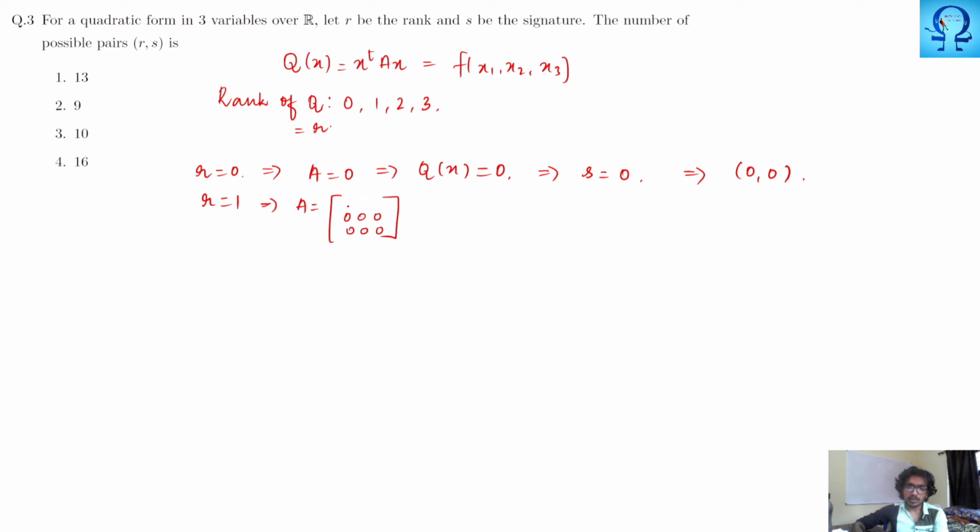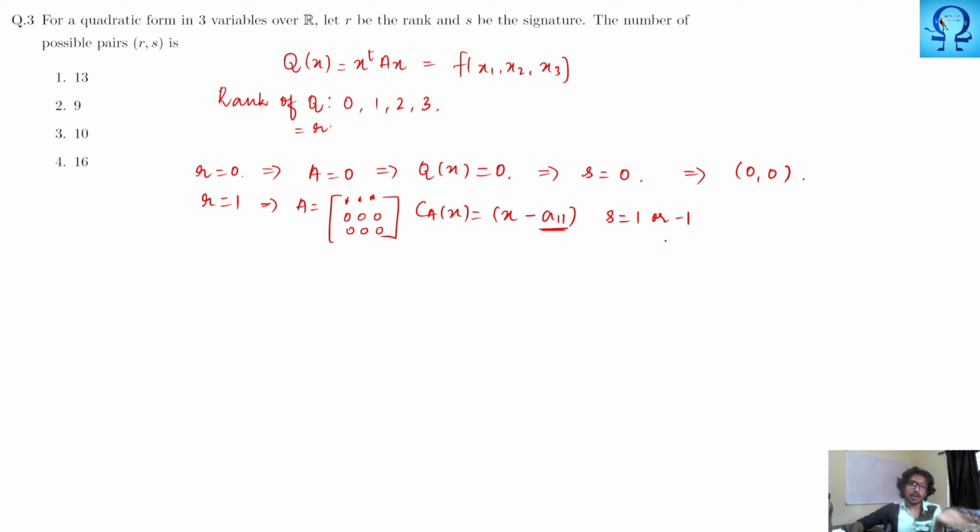If you look at the eigenvalues of this matrix, the characteristic polynomial of A would be simply x minus this entry. Whether this is positive or negative determines the eigenvalue. The rest two eigenvalues are 0 only. If this entry is positive, then your eigenvalue is positive. If it is negative, then your eigenvalue is negative. So the signature S can be either 1 or minus 1. The number of positive eigenvalues will be either 1.